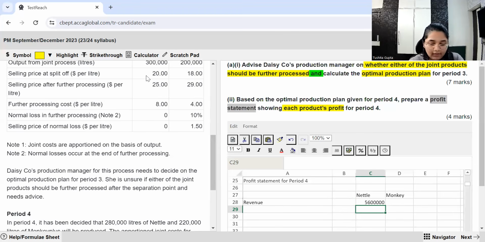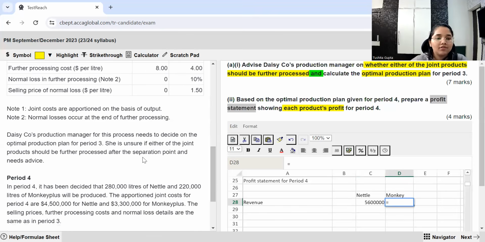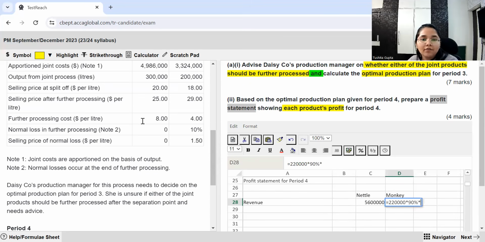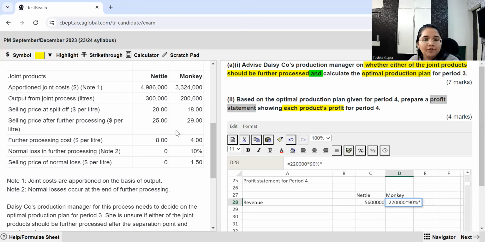And then I have to calculate the same for monkey also. So it is mentioned that we are making 220,000 liters of monkey plus. So if you calculate the revenue of monkey plus, we are making 220,000 liters. And on this 220,000, we are going to incur a normal loss again, and we will get the revenue only on the remaining part, which stays after the normal loss. The selling price after further processing is 29. So this is the revenue that I'm going to generate from Monkey Plus.